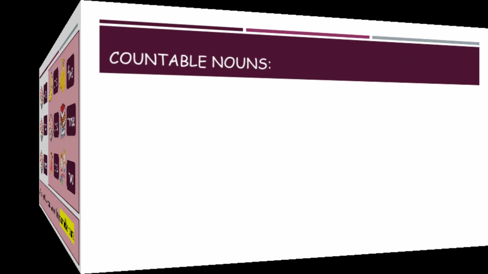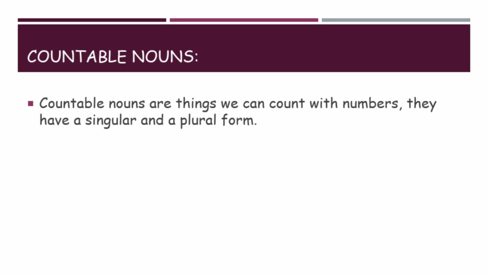Okay? So countable nouns are nouns that we can count with numbers. For example, I can say 1 apple, 2 apples, 3 apples, 6 apples, 27 apples, and I can say 1 book, 2 books, sorry. For example, 10 books. I can say 1 woman, 2 women, 3 women, and I can say again 1 baby, 2 babies. These nouns are countable nouns because we can count them with numbers. We can tell the quantity with numbers, okay?